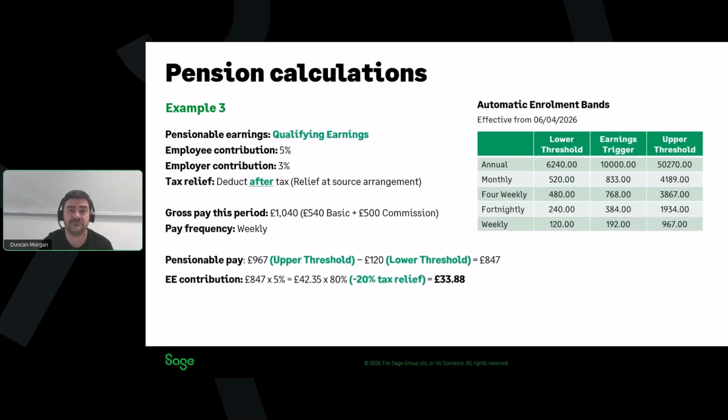Employees' contribution is the 847 times 5%, which is £42.35. But because it's deducted after tax, we're going to reduce that by 20% or multiply by 80%, giving us an employee contribution of £33.88.